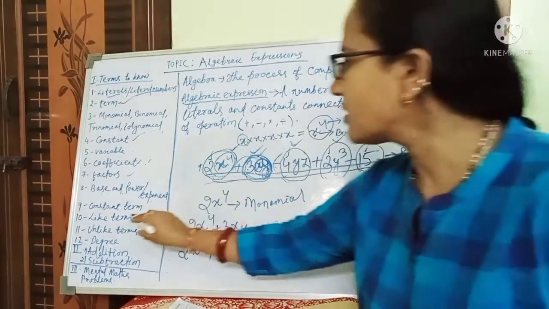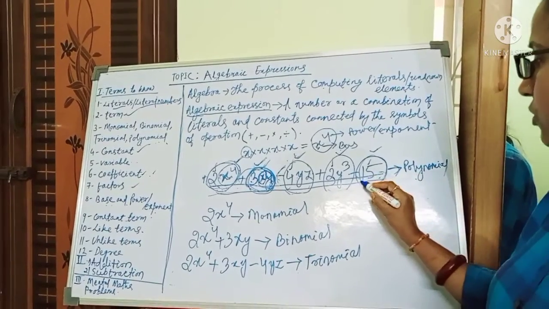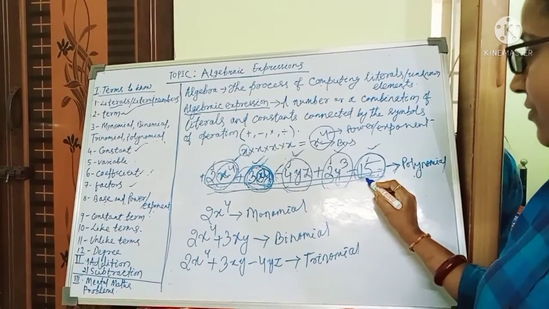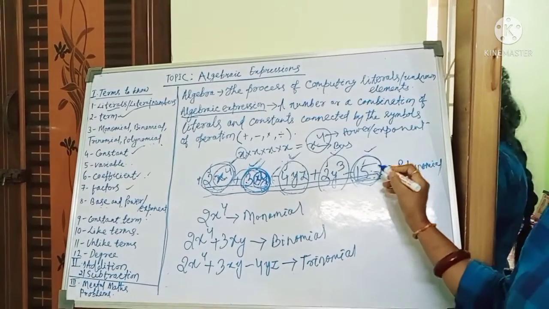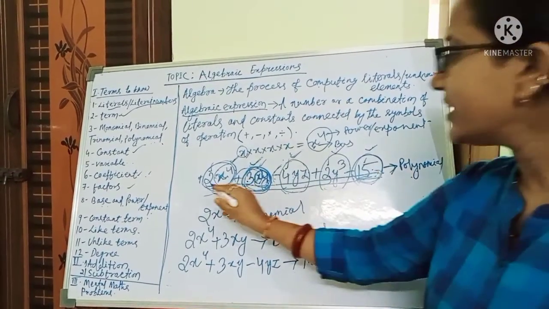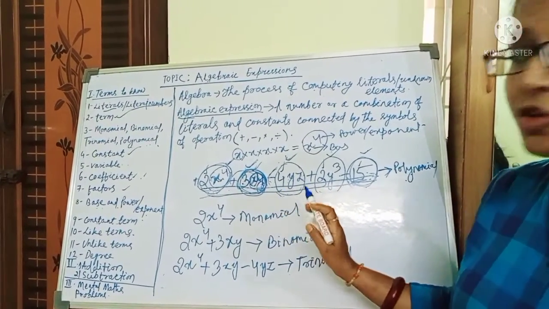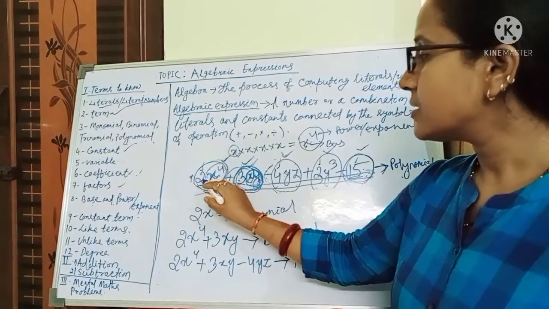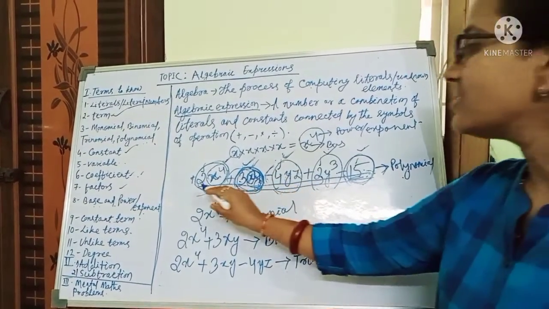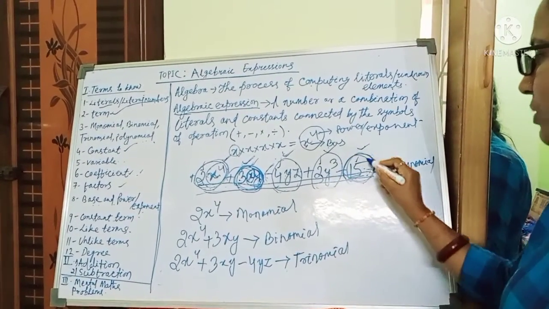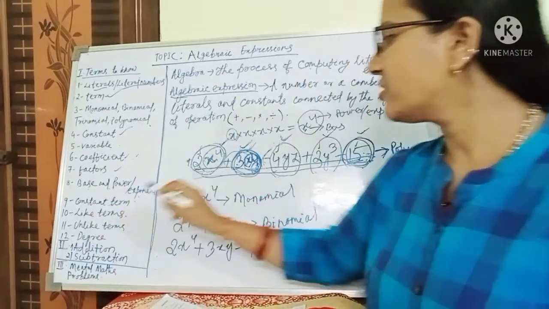What is the constant term? The constant term is nothing but 15 here. If any term has only the fixed value without any literals. But here 2, 3, 4, 3, these are not the constant terms. Why? Because with the constant value, the literals are present. So these are not the constant term, but minus 15 is a constant term. So the next is like terms.